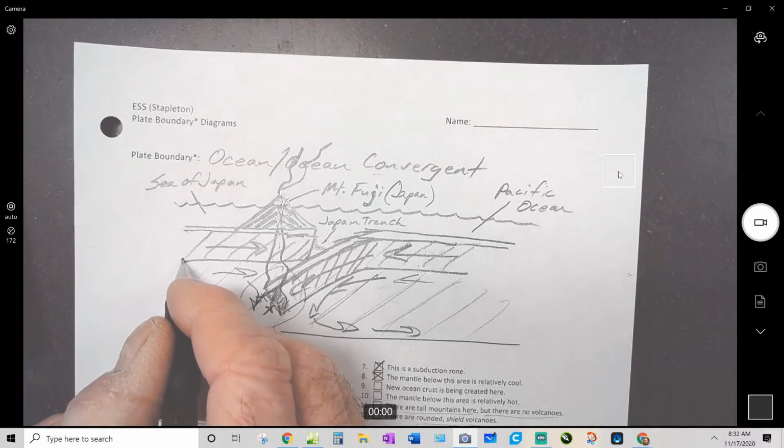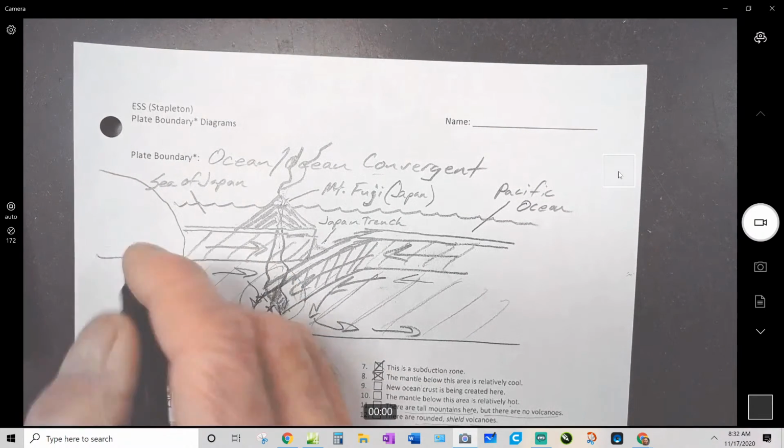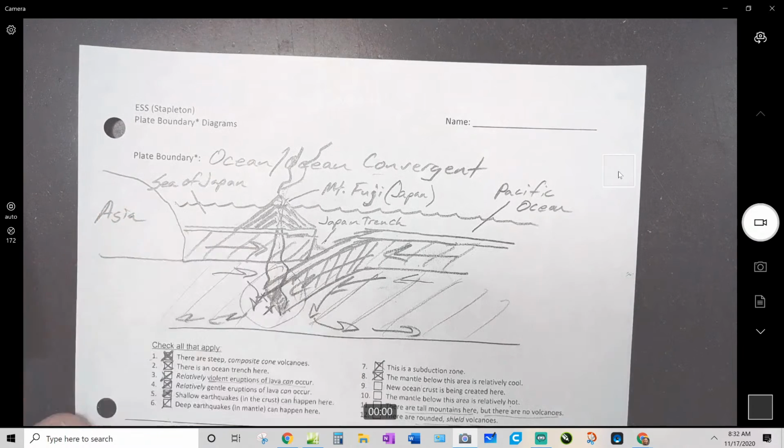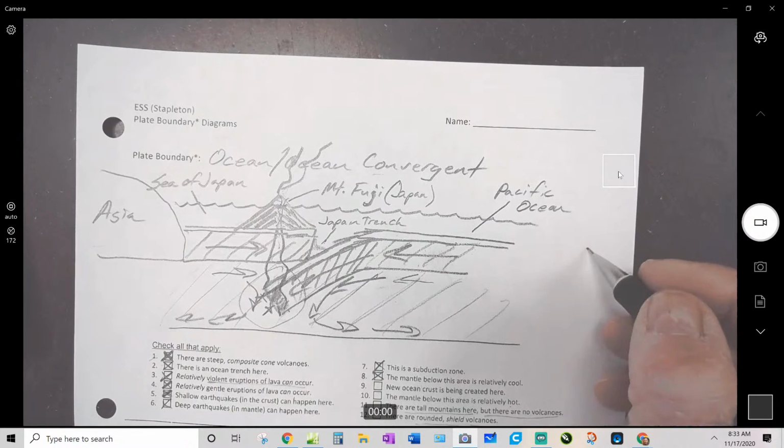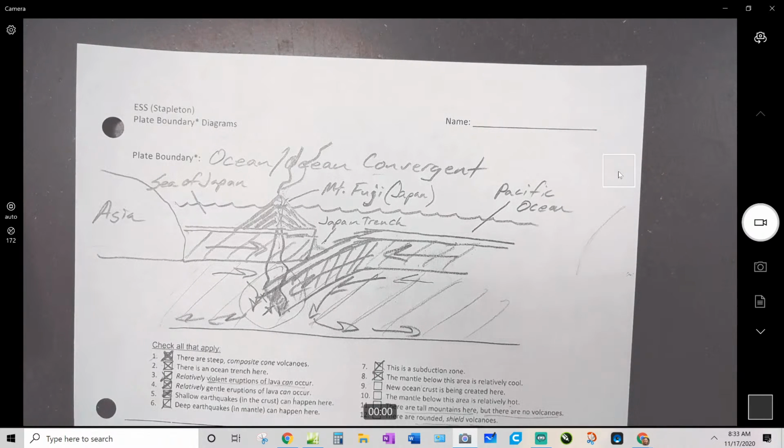And if you want to do this, you could draw this over here. This is Asia. So that would be the continental crust right on the other side of the Sea of Japan. And if you wanted somewhere over here, you could have North America. But I'm not going to put North America there.